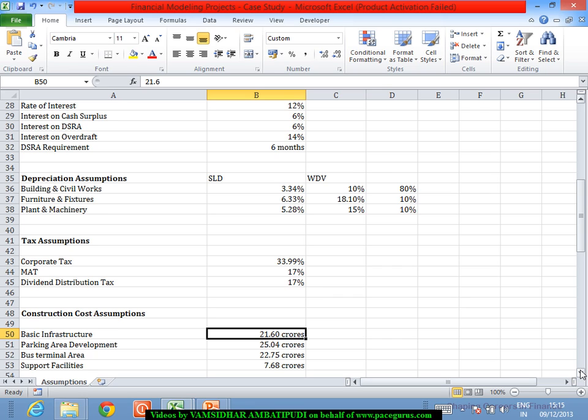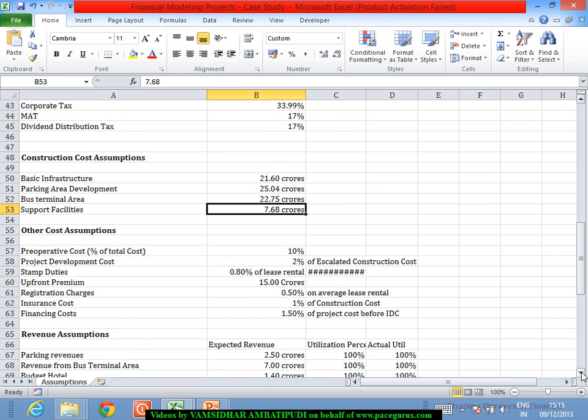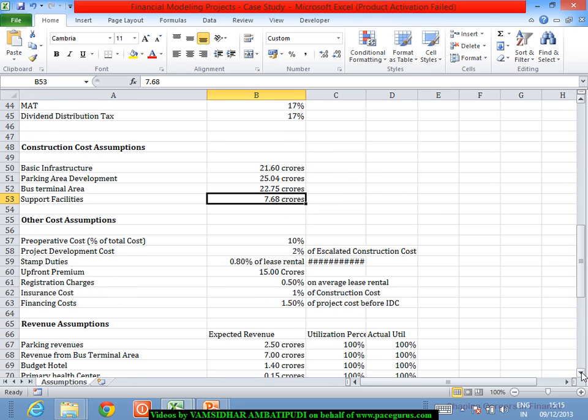But to simplify things and to create an understanding of this, I'm assuming that all that calculation is taken somewhere else, and this is coming out as an input into this model. Similarly, a parking area development is going to cost me this much. The bus terminal area might cost me this much, and developing some support facilities like offices, administrative centers and hotels is probably going to cost me something around 7.68 crores.